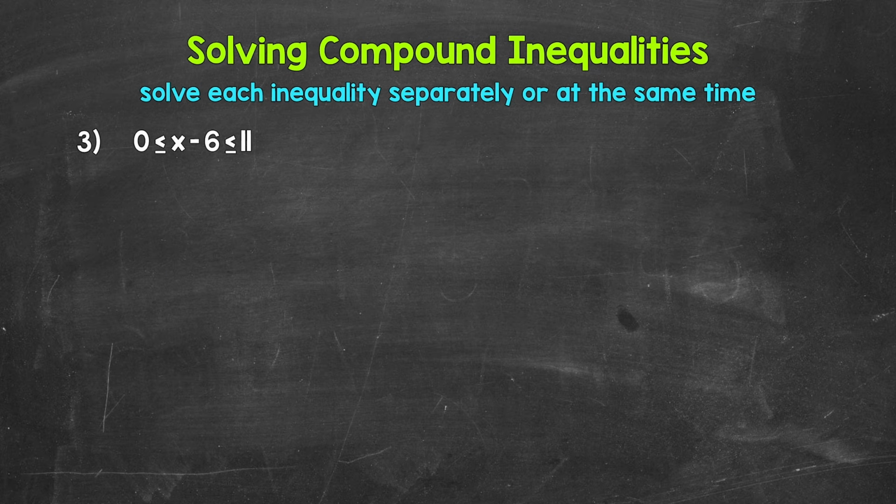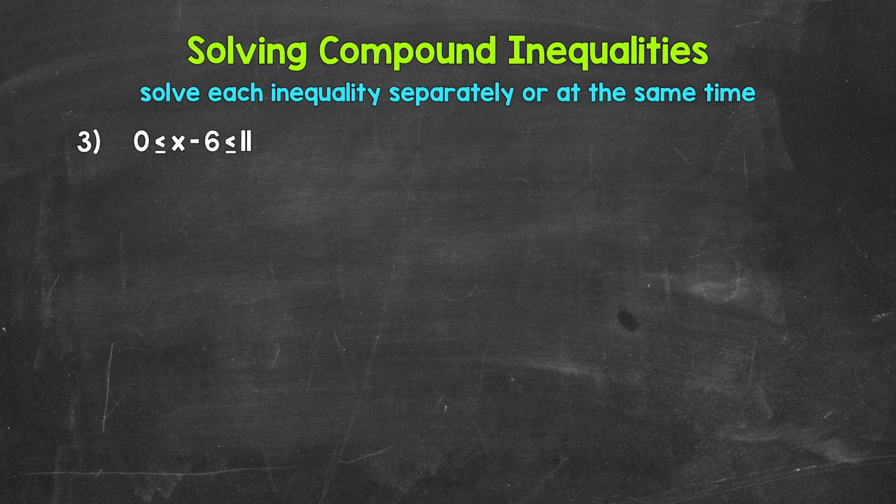Taking a look at number 3, which is an and compound inequality, we have x minus 6 is greater than or equal to 0 and less than or equal to 11. In other words, x minus 6 has to be greater than or equal to 0, and x minus 6 has to be less than or equal to 11. Now, when it comes to solving compound inequalities involving and, we have two ways we can do it. We can solve each inequality separately or at the same time. I'll go through both ways, and you can use what works best for you.